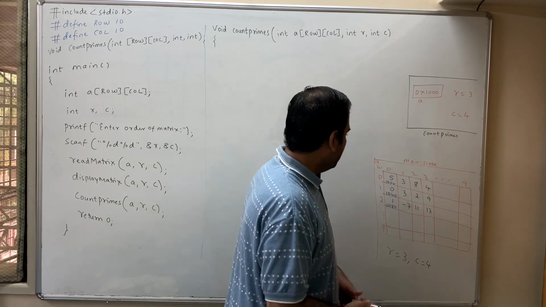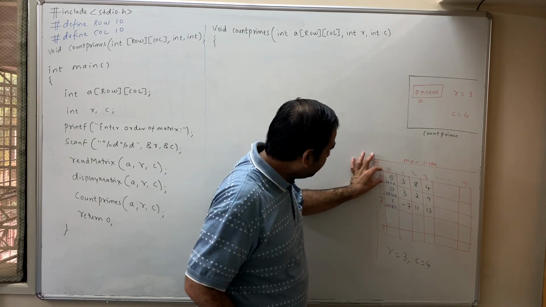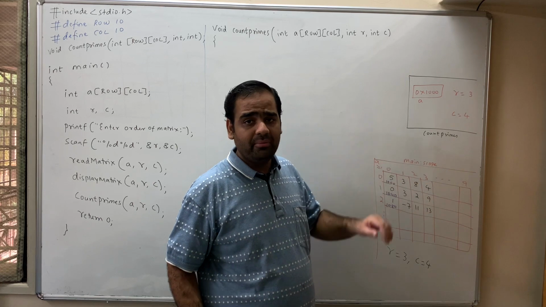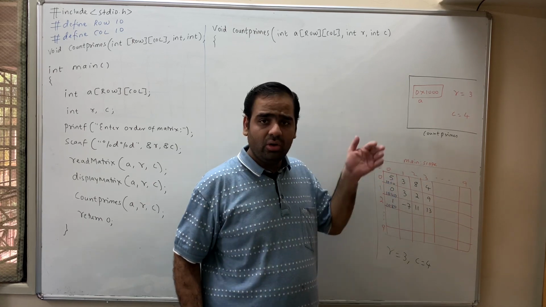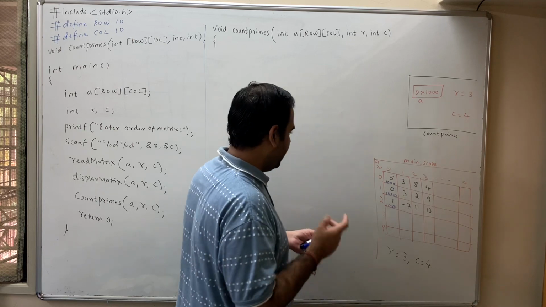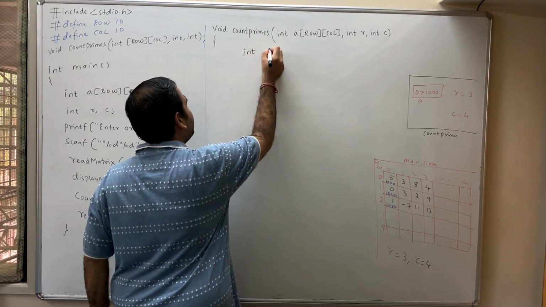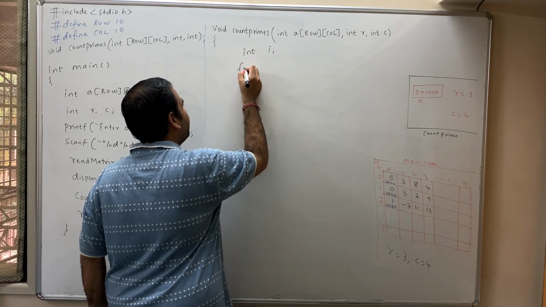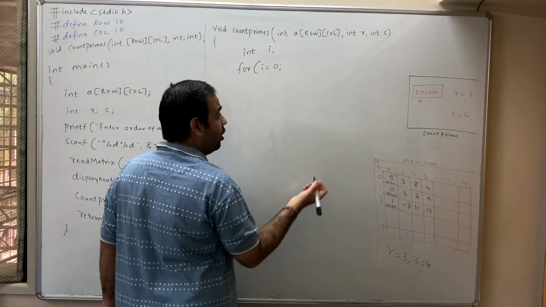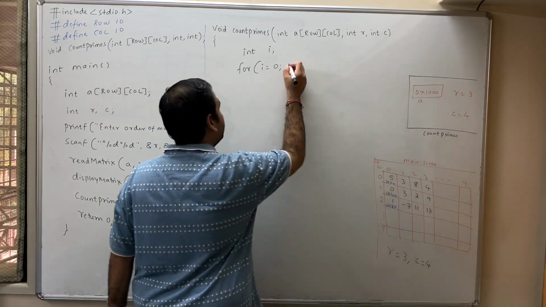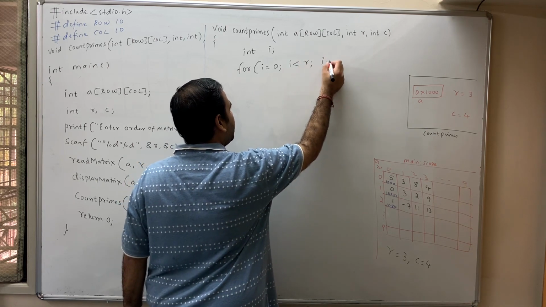Now what do we want to do? We want to count the number of primes in each row. That means you have to take the first row and check how many primes are there, take the second row, check how many primes are there, take the third row, check how many primes are there. Hence, I have to take each individual row. And how do I take each individual row? We say for I equal to 0, because row numbers start from 0. There are 3 rows, therefore I less than R, and I plus plus.